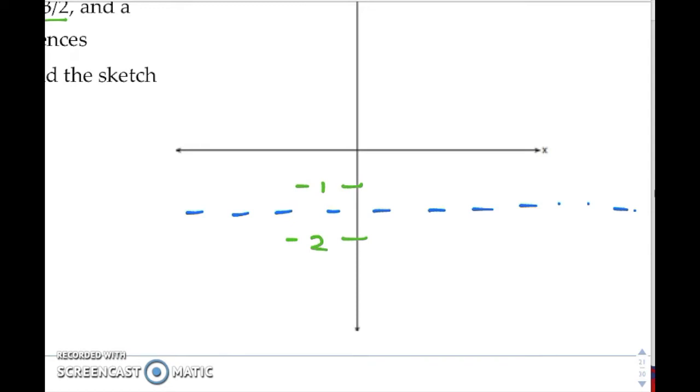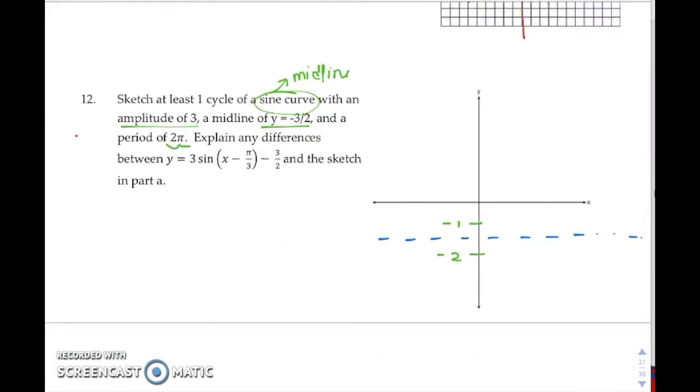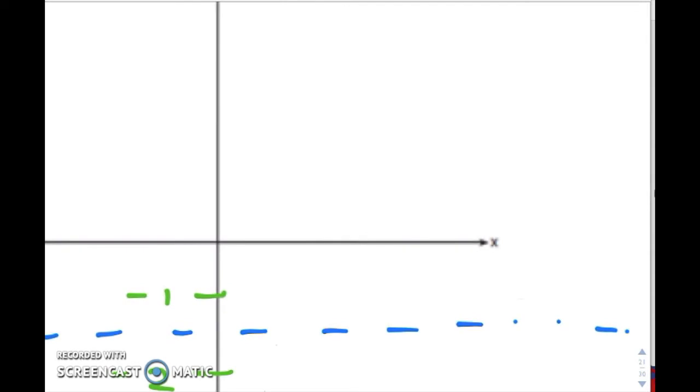Now, from there, we know it needs to have an amplitude of 3. We knew that our midline was -3/2. And I know that the period is 2 pi, which tells me that from where it starts to where it ends should be 2 pi. So that should complete one full curve there. And remember, we always sort of divided this into 4 parts. If that's 2 pi, this is 1 pi. And you could keep labeling this pi over 2, and then 1.5 pi or 3 pi over 2.